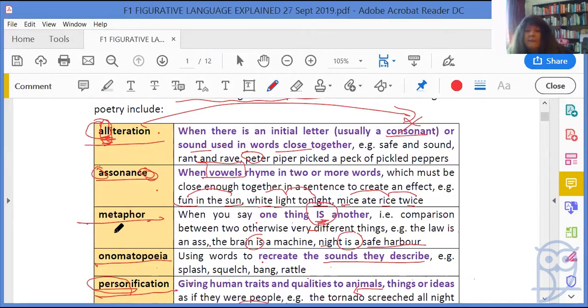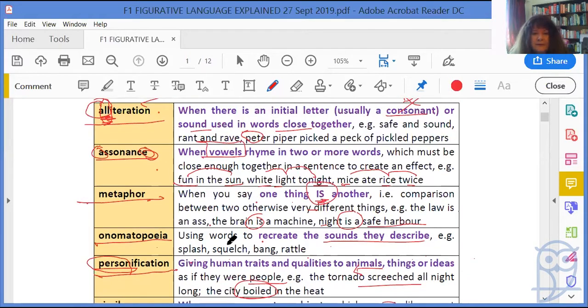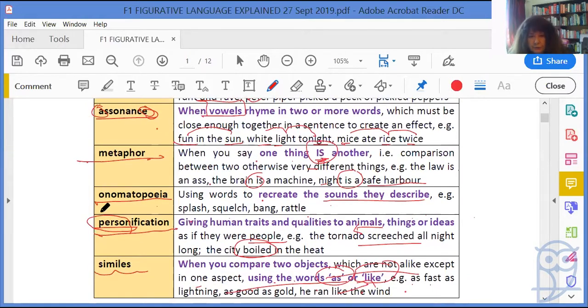My mother is an angel. I'm saying one thing is another, and we know they're both going to be lovely people. Onomatopoeia, using words to create the sounds they describe. Squelch, splash, bang, rattle, crash, boing. Anything you write down with that noise is onomatopoeia.